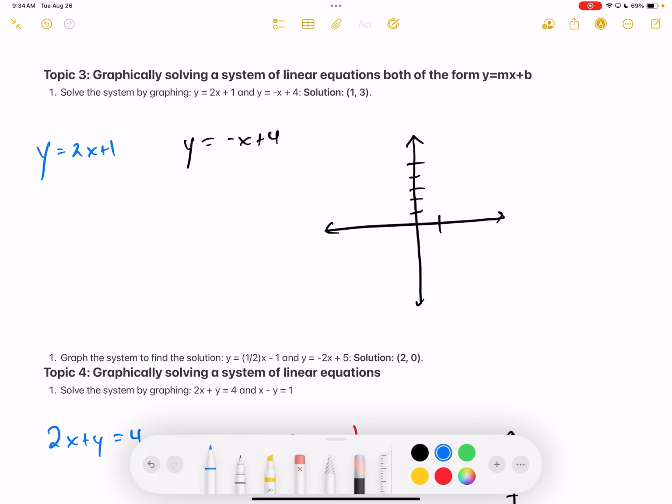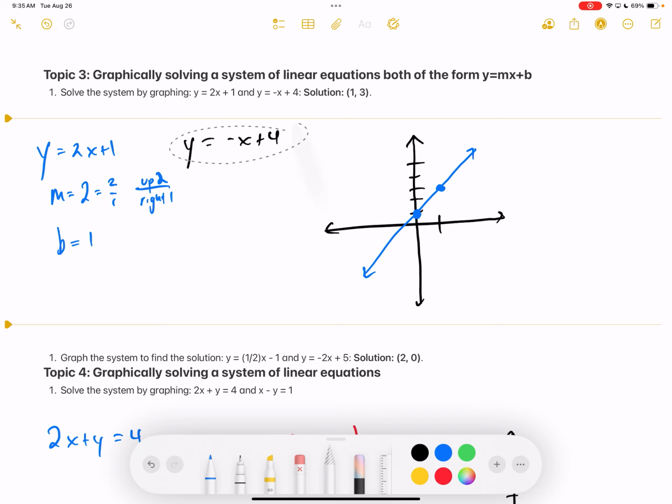So we have the two equations, y = 2x + 1. So my slope is 2, which is 2 over 1. So what is that? Up 2, to the right 1. And my y-intercept is 1. So I start at 1. I go up 2, to the right 1. And I get my answer there.